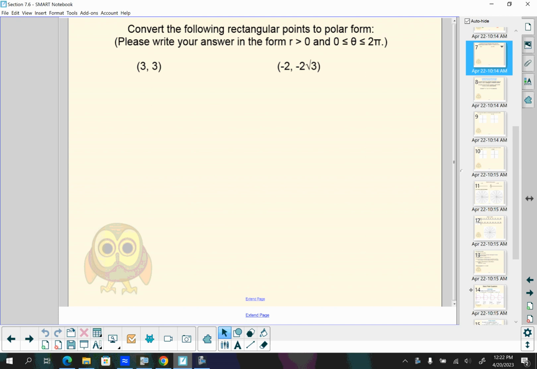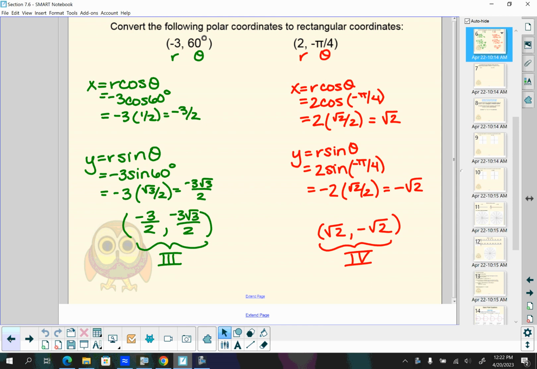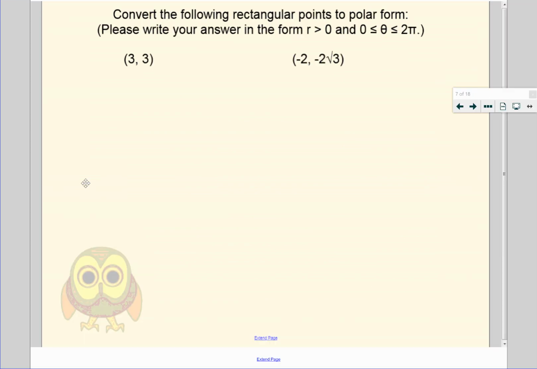All right, the last problems we did yesterday, we had a polar coordinate and we converted it into a rectangular coordinate. Today, we're going to start doing the opposite. We're going to take an XY rectangular coordinate and convert it into an R theta, a polar coordinate. Because polar coordinates are not unique, there's a bunch of different ways we can write it. Write your answer so that R is positive and theta is between 0 and 2 pi, which is the easiest one to find anyway, so that's good.